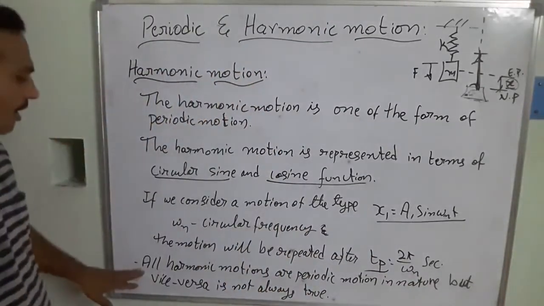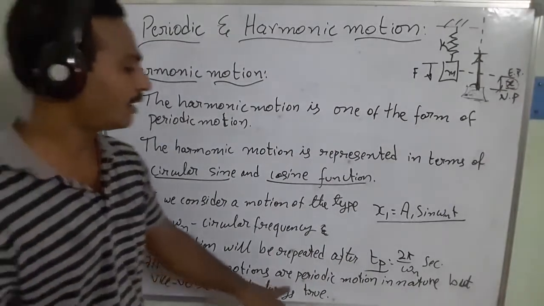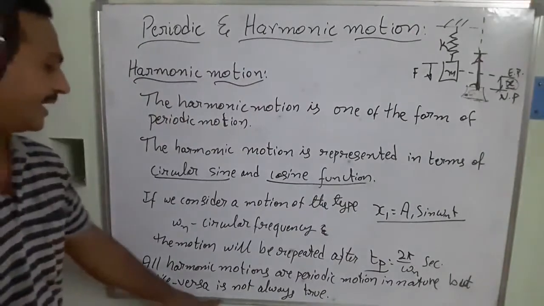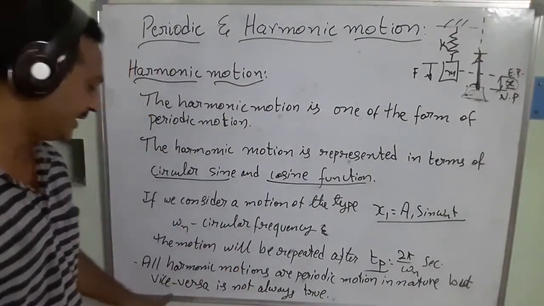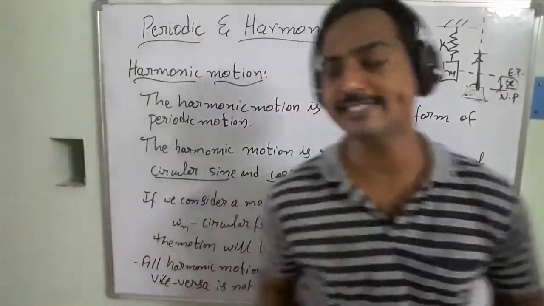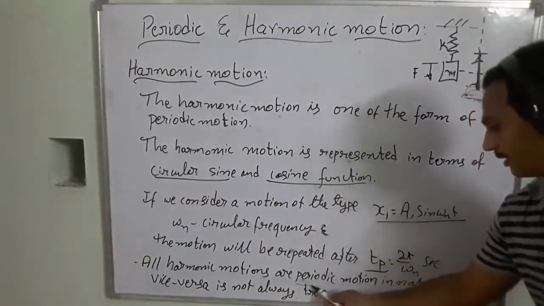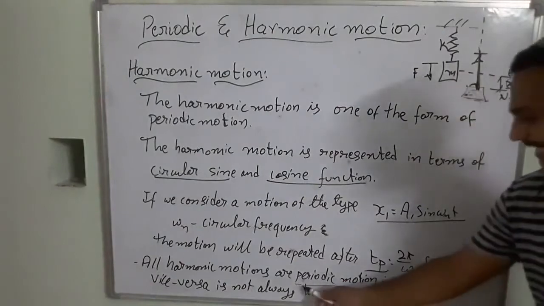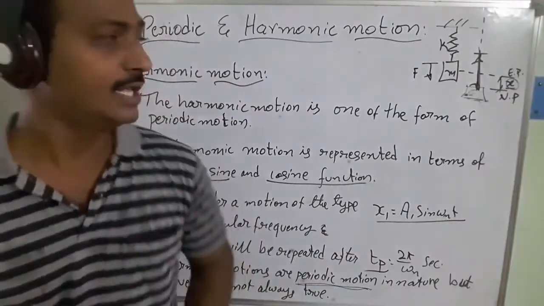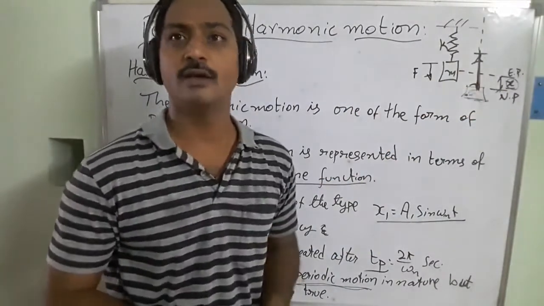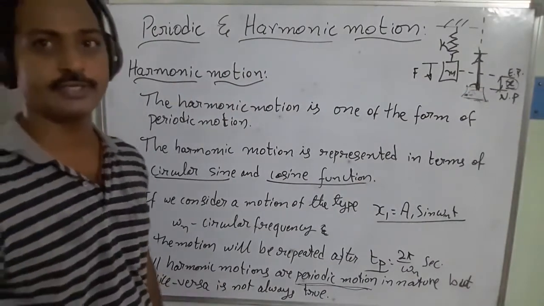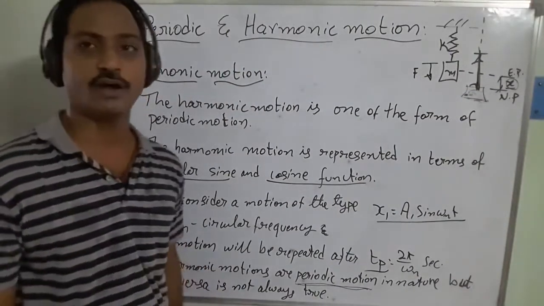All harmonic motions are periodic in nature, but the vice versa is not always true. What is the vice versa here? If a motion is harmonic, it must satisfy the periodic motion properties. Once it satisfies the periodic motion properties, we can say it is a harmonic motion, as the system is vibrating according to periodic motion. But all periodic motions are not harmonic motions. So we say the vice versa is not always true.